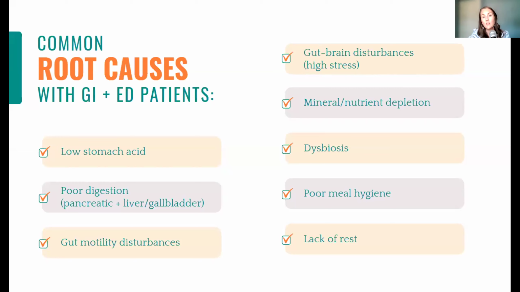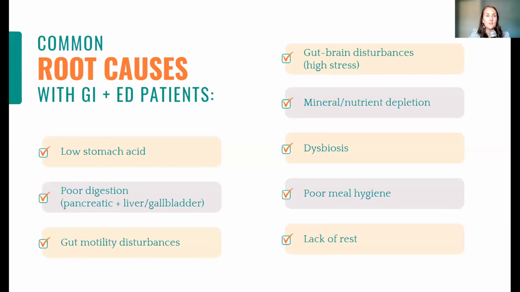Mineral and nutrient depletion, this can happen from poor digestion and low stomach acid. It can also happen from just restriction, overexercise. Stress will dump minerals really fast. And so there's a lot of stressors on the body that require a lot of these minerals that your client needs to get all the processes in the body working. Dysbiosis, I mentioned that previously.